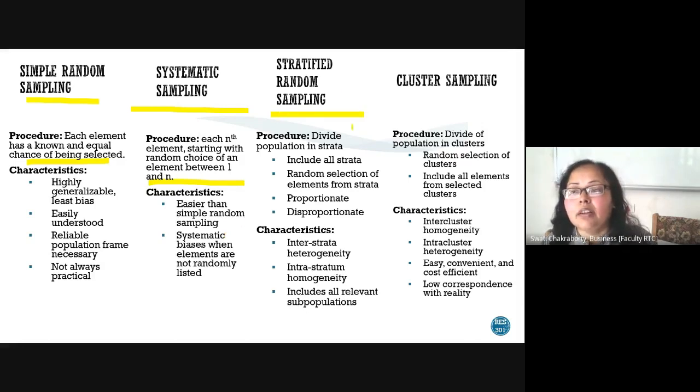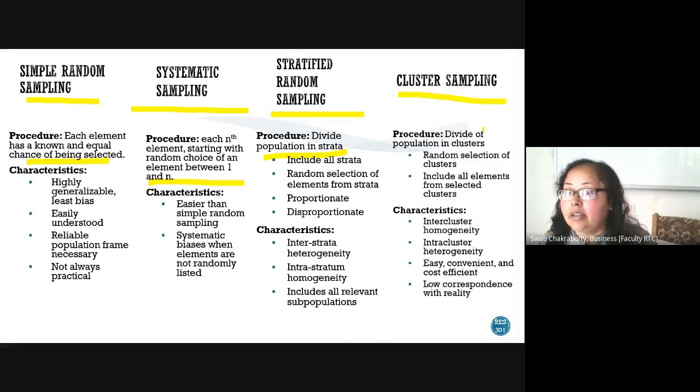Stratified random sampling is where you divide the population into different strata, include all strata, and randomly select elements from the strata. It could be proportionate, or it could be disproportionate, and you select from the strata either proportionately or disproportionately. The characteristics: between strata, there should be heterogeneity; within a stratum, there should be homogeneity, and it includes all relevant subpopulations.